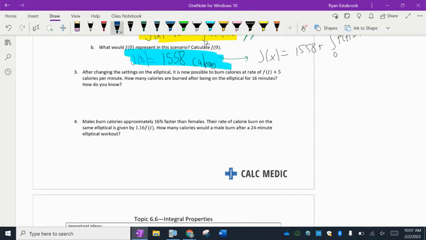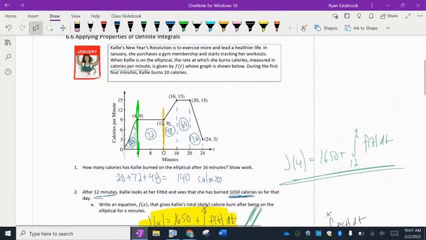All right, for number 3, let me show you 2 ways to consider this one. So the rate of burn is f of t plus 5, which means from our graph, if this is the f of t values, what do we have to do with every point that's on this graph currently? Shift it up by 5, right? So up by 5, up by 5, up by 5. Everything goes up by 5. So then the new graph would look something kind of like this. Let me clean this up just a little bit.